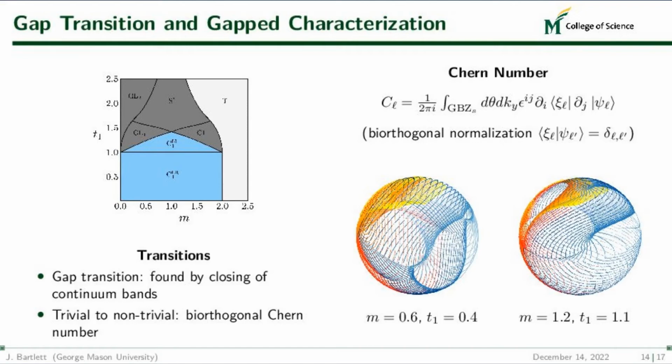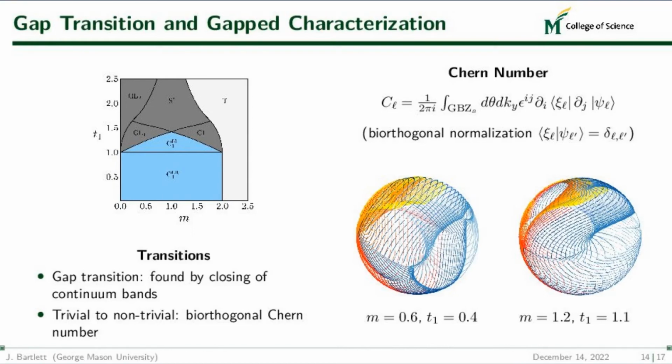In order to find when we go from the non-trivial blue region or trivial gray region to the gapless region, which is in dark gray, we find when the continuum bands close. In other words, now that we have our GBZ and our H beta, we can diagonalize that to get the energy spectra and numerically find when this gap closes. In certain systems this could be done analytically, but in our model, we had to find it numerically.